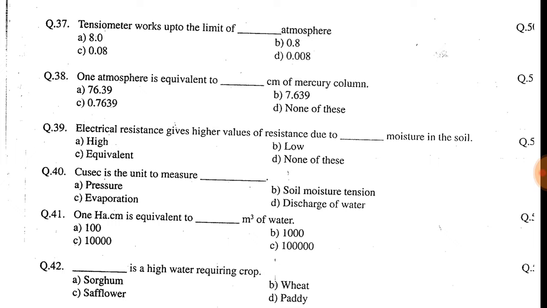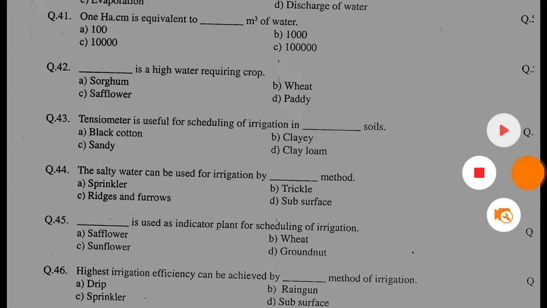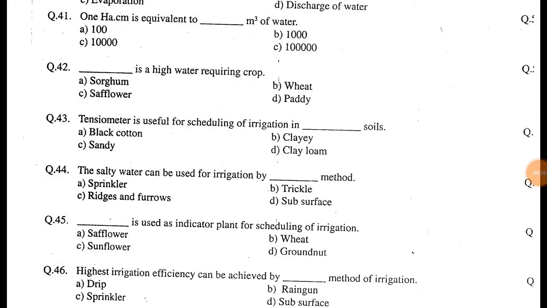1 atmosphere is equivalent to 76 centimeter of mercury column. Electrical resistance gives high value of resistance due to low moisture in the soil. Cusack is the unit to measure soil moisture tension. 1 hectare centimeter is equal to 100 cubic meters of water. Question 42. Paddy is a high water requiring crop. Tensiometer is useful for scheduling of irrigation in clay loam soil.